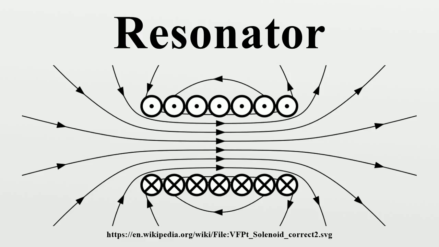A portion of this field is extracted with a short antenna that is connected to a waveguide. The waveguide directs the extracted RF energy to the load, which may be a cooking chamber in a microwave oven or a high-gain antenna in the case of radar.